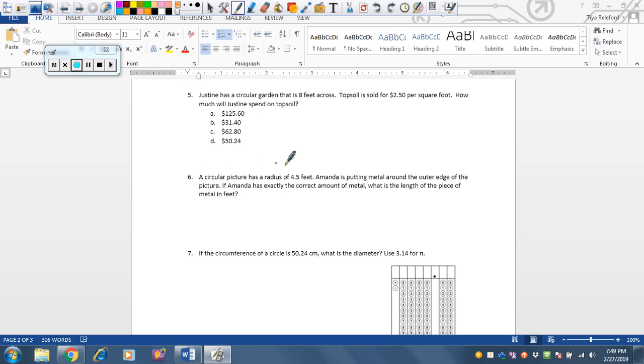Number 6 says a circular picture has a radius of 4.5 feet. I'm going to write that down right now before I forget. It's a big picture. Amanda is putting metal around the outer edge of the picture. If Amanda has exactly the correct amount of metal, what is the length of a piece of metal in feet? Around the outer edge, you're talking circumference. Now I like to use pi d, which means I'm going to have to multiply my radius times 2. If you don't do that, you have to use c equals 2 pi r. Same answer either way.